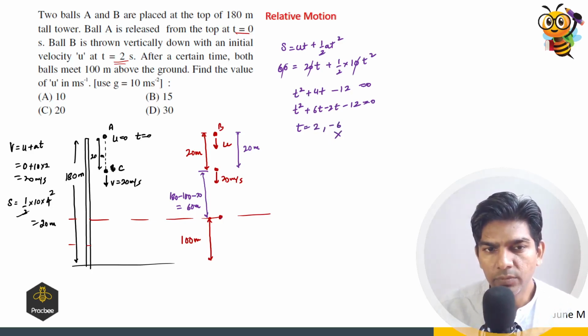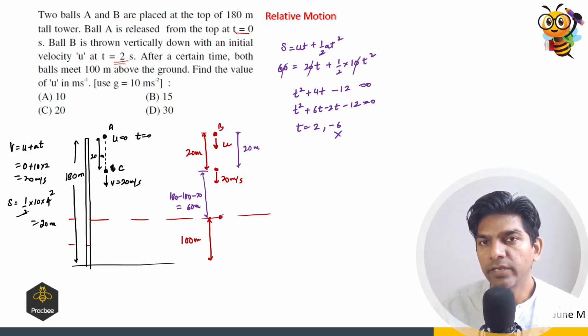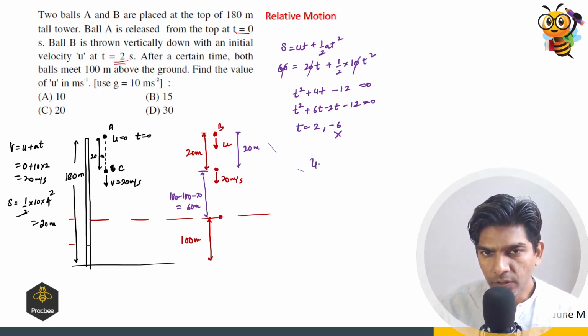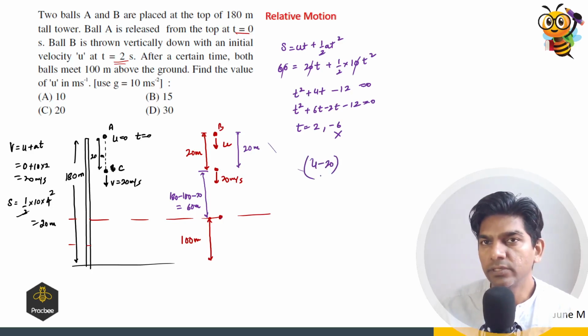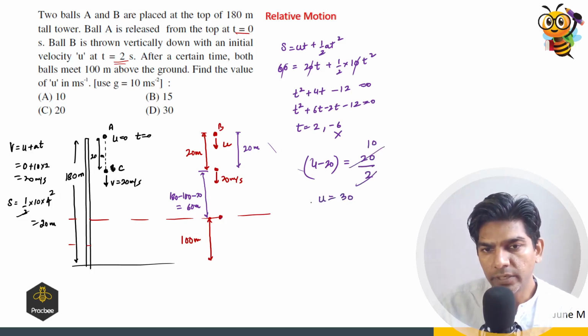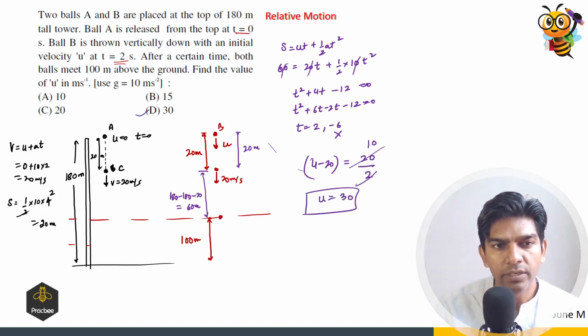So we know the time taken by ball A up to the meeting point. And the distance between these two balls is decreasing with the relative velocity. What is the relative velocity? That will be u minus 20. So u minus 20 is the relative velocity, and speed is equal to distance upon time. Distance between them is 20, and time is 2 seconds. So u is nothing but 30. So option D is the answer.